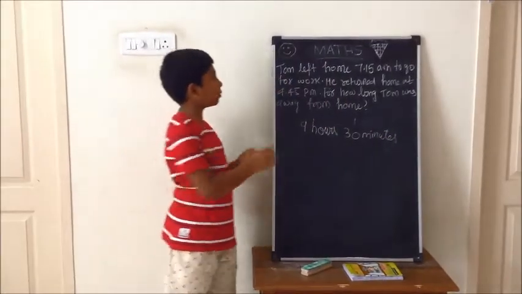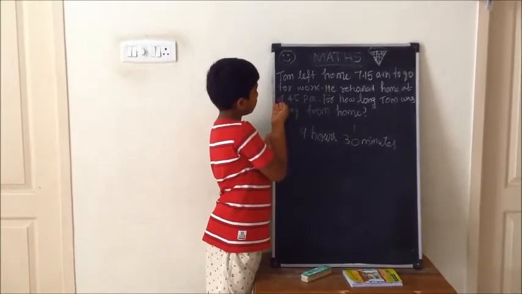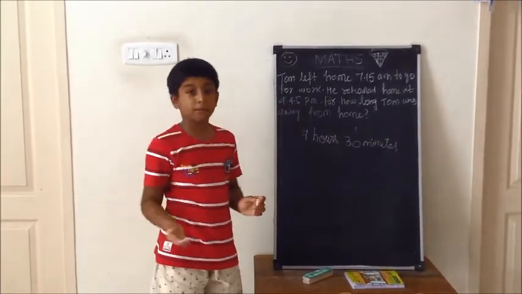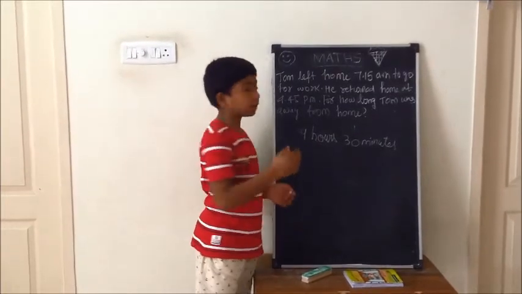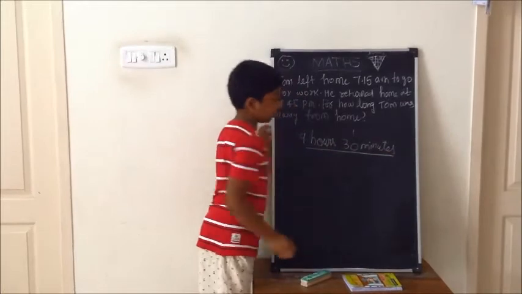So Tom left home at 7:15 and came home at 4:45 p.m. The time he was away from home was 9 hours and 30 minutes.